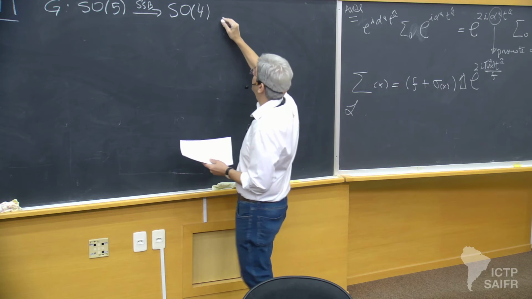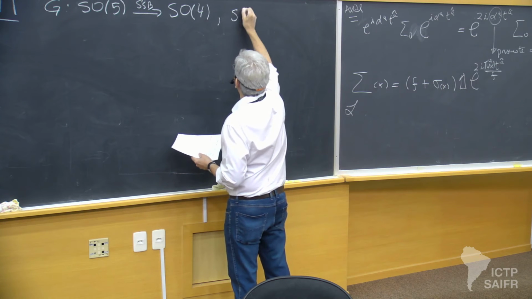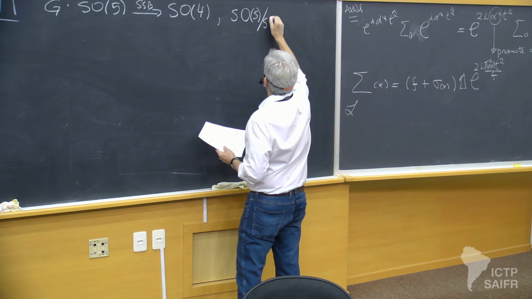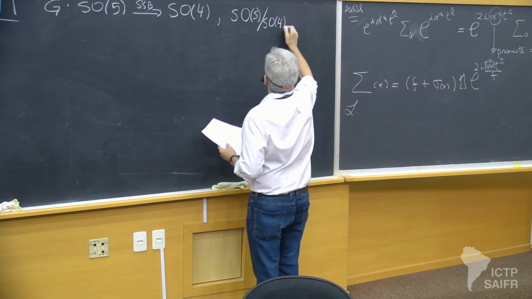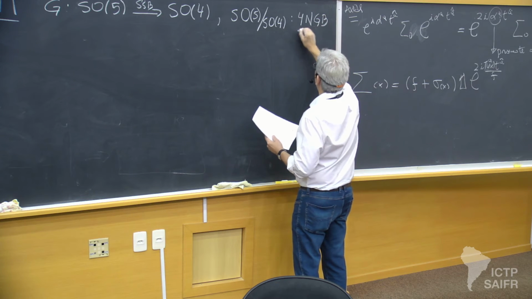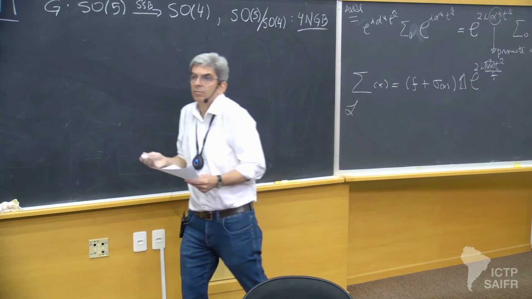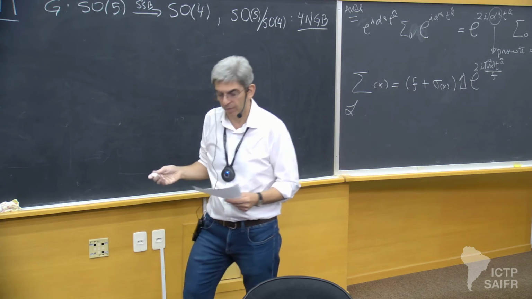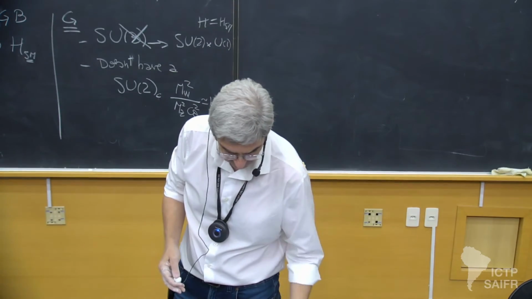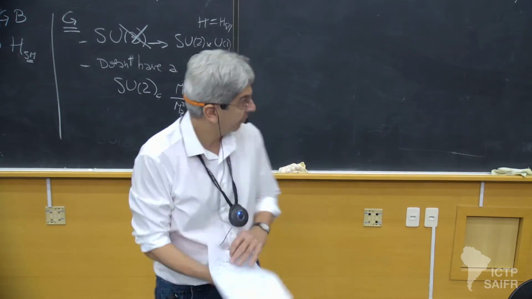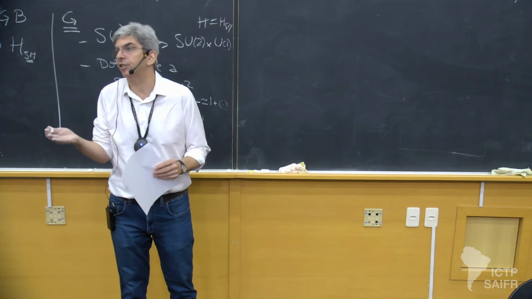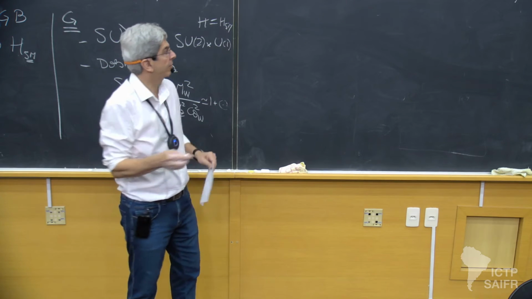So the dimension of the coset space is 4 Nambu-Goldstone bosons, or 4 broken generators, okay? It's 10 minus 6, okay? Good. So those 4 broken generators then, now I told you about this custodial symmetry. Who is going to be gauged now? And so what do we gauge?